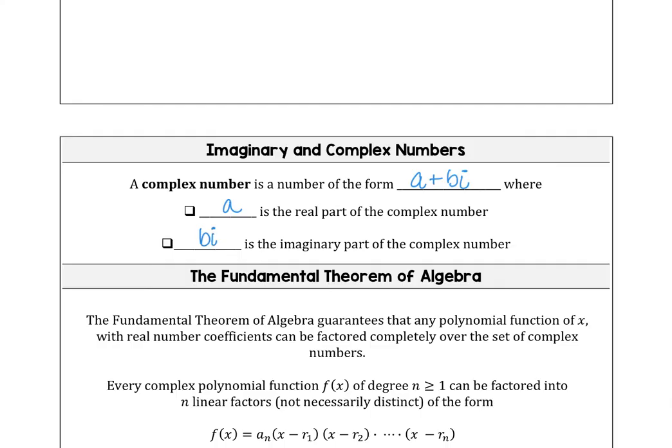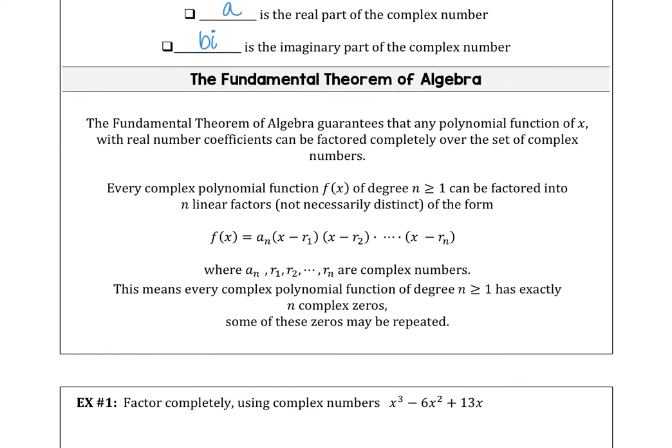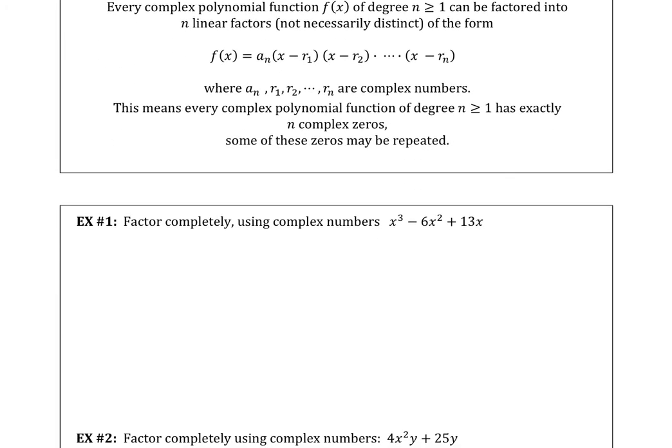The fundamental theorem of algebra tells us that if we use factoring, we can write any polynomial as a product of a coefficient and some linear factors, x minus r sub 1, x minus r sub 2, x minus r sub n, where those r's are complex numbers. So we're not going to teach factoring too much, but we will review this concept with an example, x cubed minus 6x squared plus 13x.